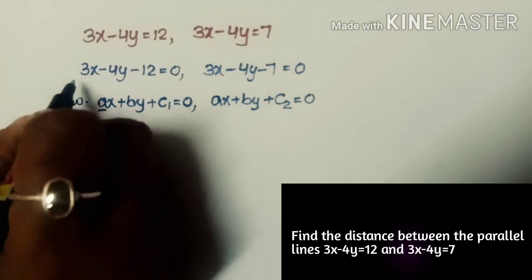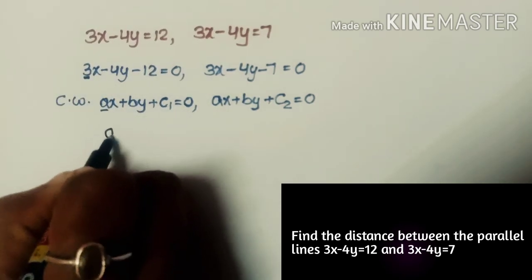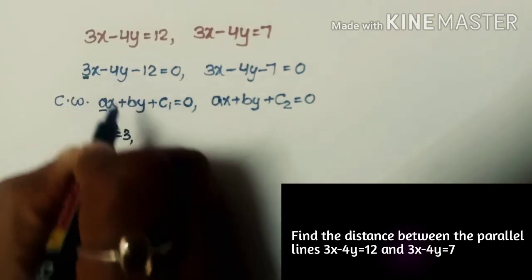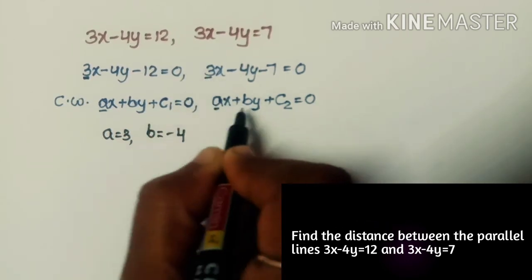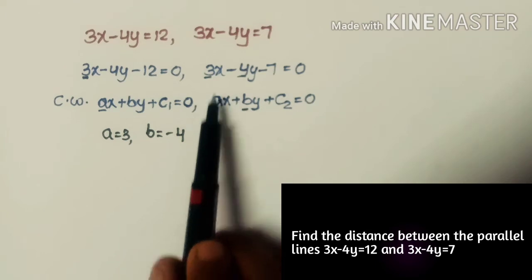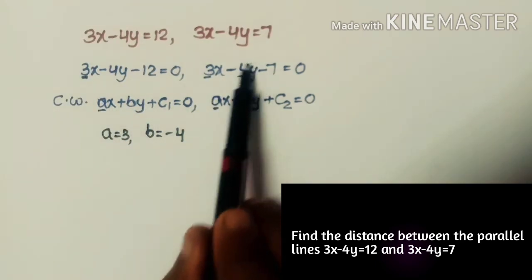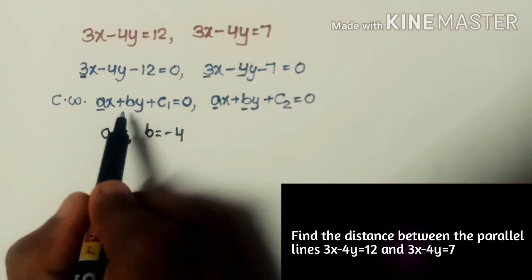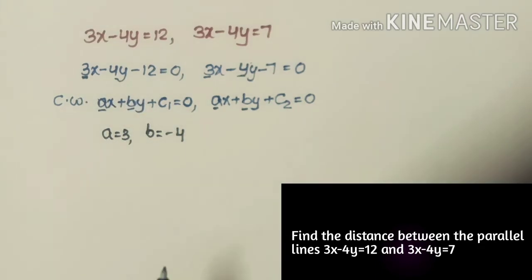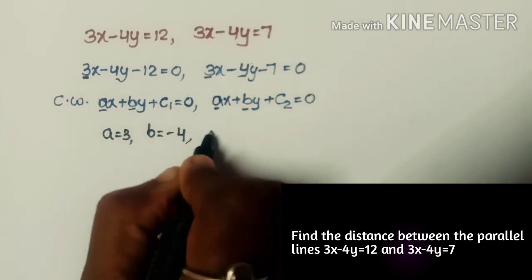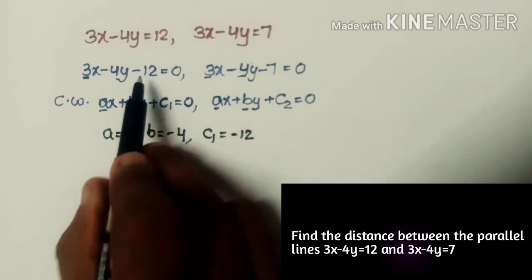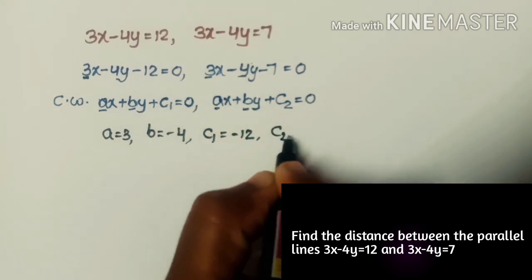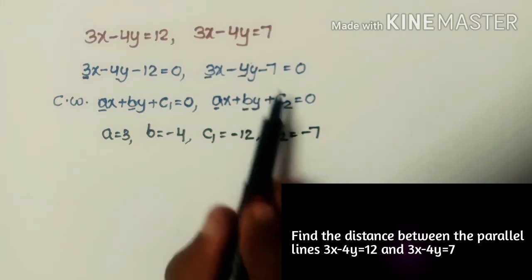Then the value of a is equal to 3 and b is equal to minus 4. In both of the equations the values of a, b are the same since these are parallel lines. So a is equal to 3, b is equal to minus 4. Now coming to the constants, c1 is equal to minus 12, the first constant in the first line, and c2 is equal to minus 7. This is the constant in the second line.